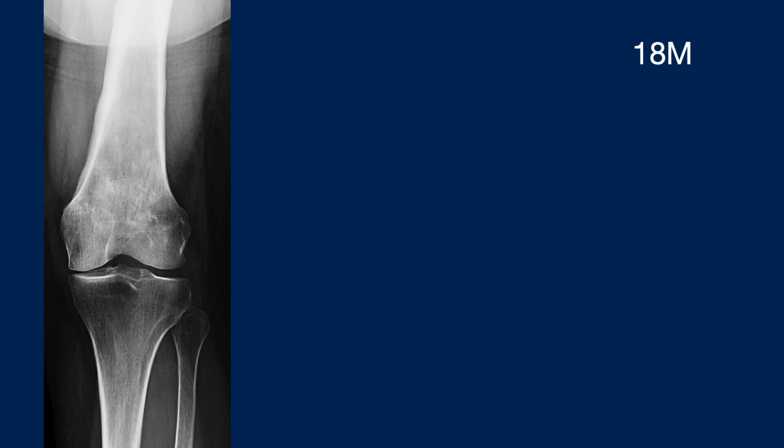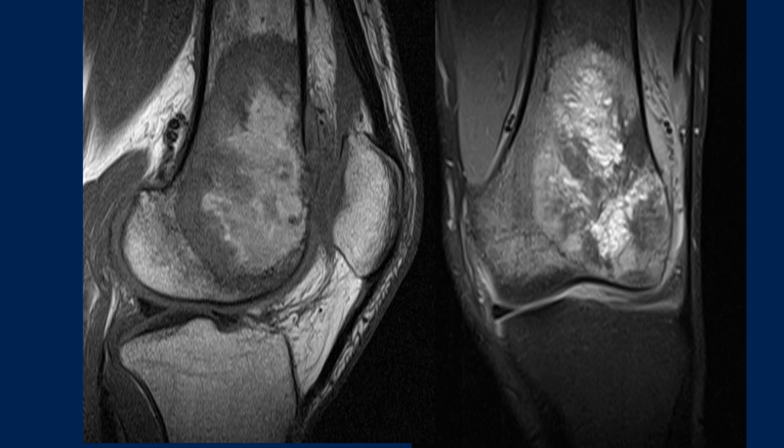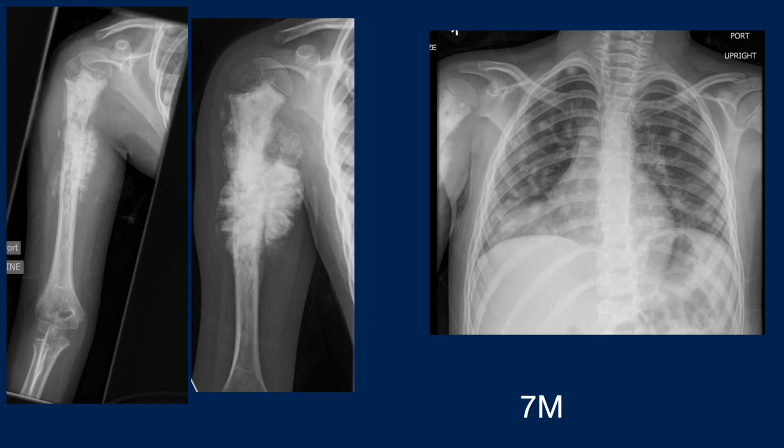Case number 7. On the frontal view, slightly heterogeneous lesion, much easier to see on the lateral view, where you see aggressive periosteal reaction anteriorly and you appreciate more of a sclerotic appearance, and the MRI appearance. Number 8. An extremely aggressive lesion, extensive sclerosis, and severe periosteal reaction.